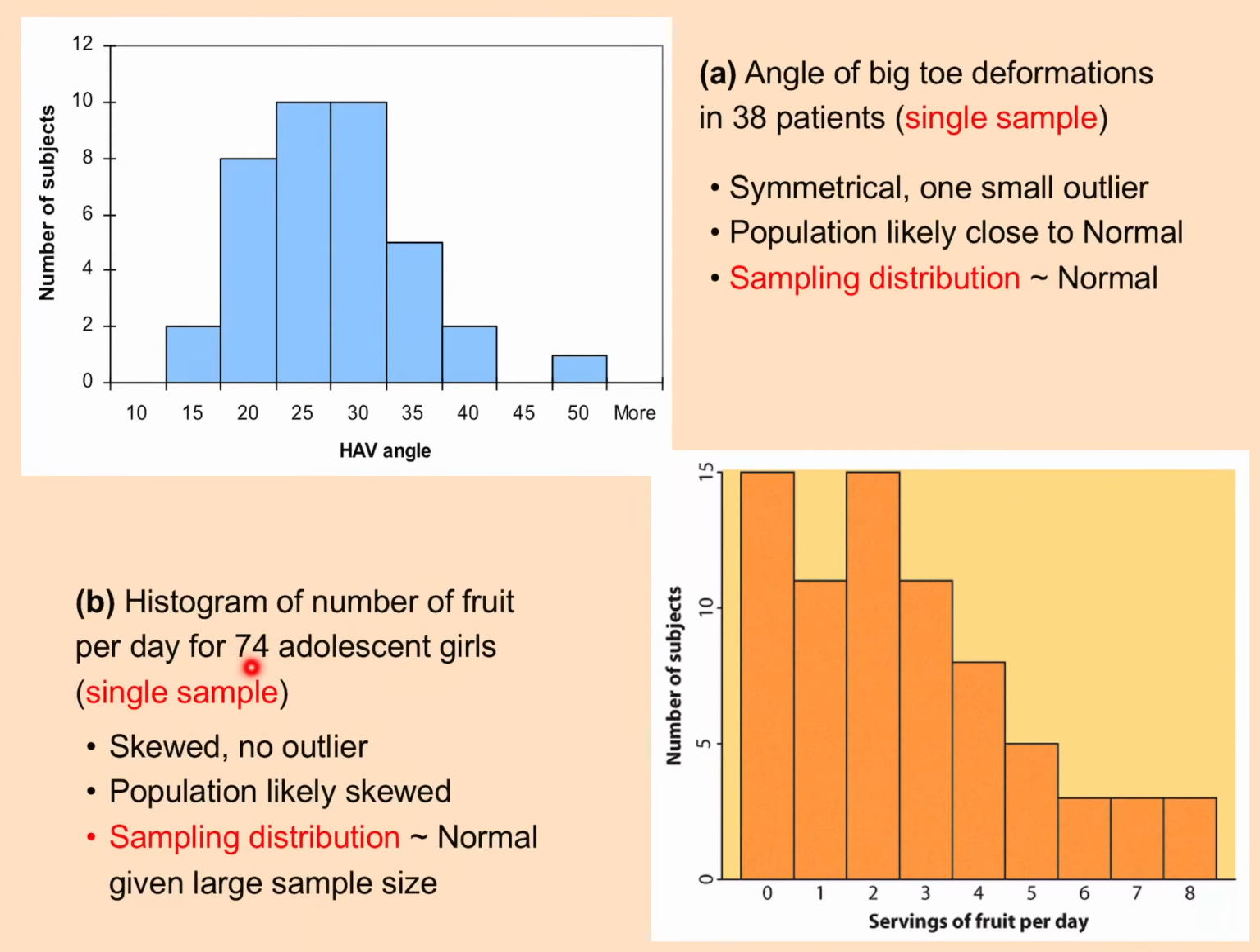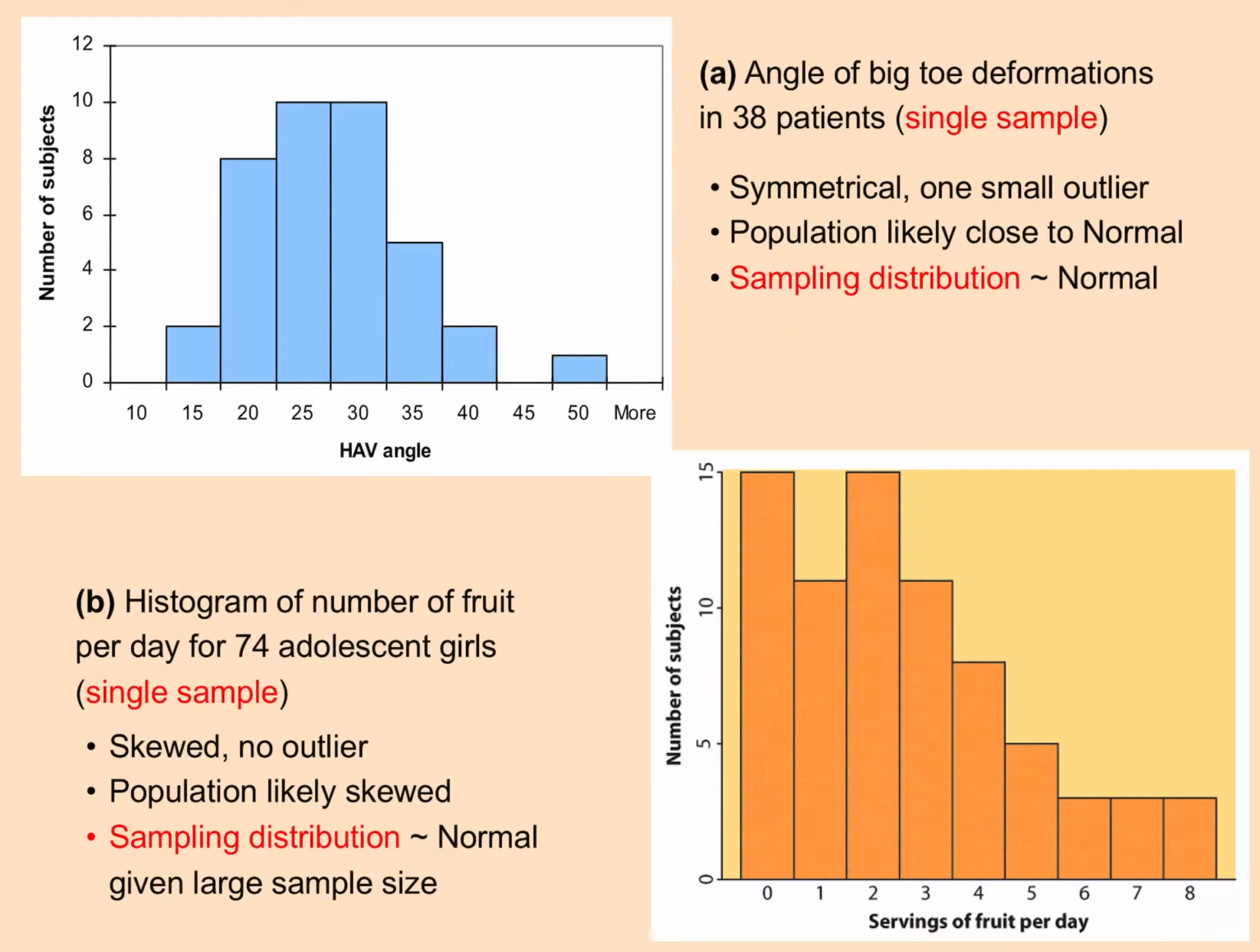All right, but here in this next example, again for a single sample, we have 74 adolescent girls. They've asked them how many servings of fruit they eat per day. So we see that this is wildly skewed, isn't it? It's highly skewed, all right? Well, that tells you that your population is probably skewed as well, and so you probably want to have a sample size of at least 40 or more to get a normal sampling distribution, so that you can do these other statistical tests which assume a normal sampling distribution. That's why this is important.